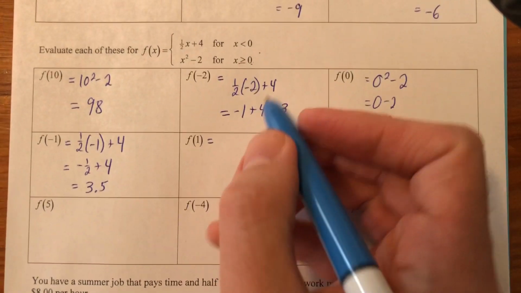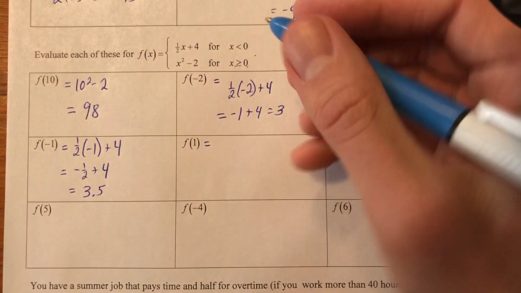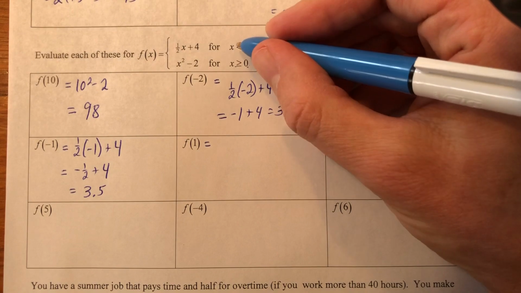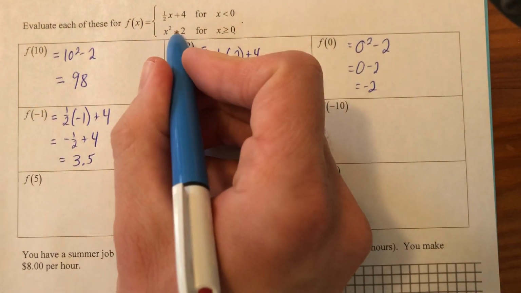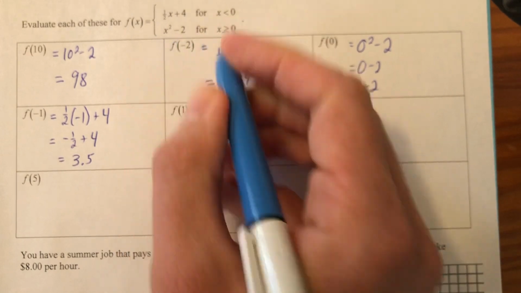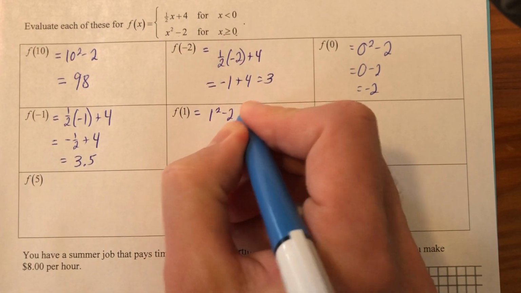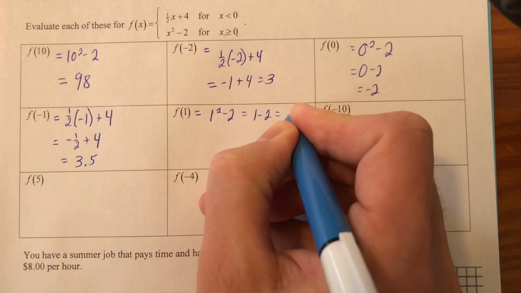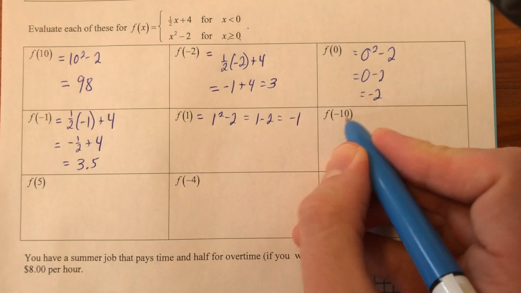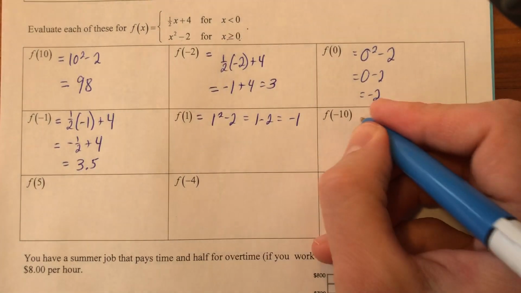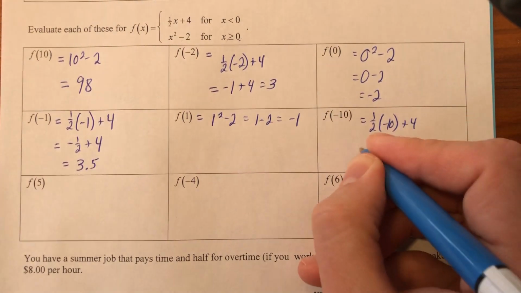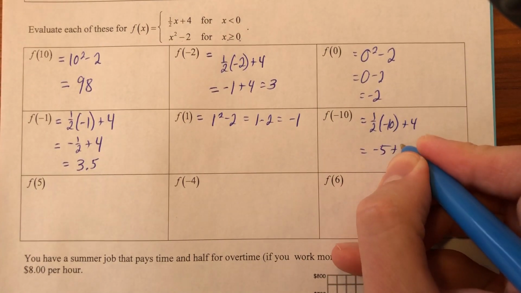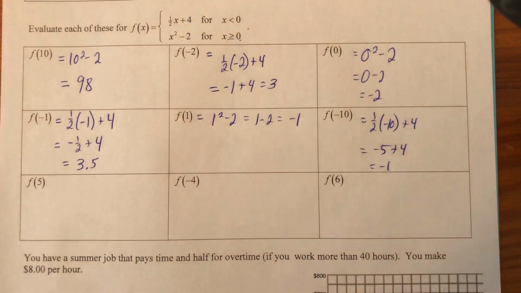We plug in a 1. I'm going to go fast. When I plug in a 1, I don't know where to plug it in unless I look here. Well, 1 is not less than 0. 1 is greater than 0. So it's going to be this expression. So 1 squared minus 2. So 1 minus 2 is going to give me negative 1. Negative 10, less than 0. So I have 1/2 times negative 10 plus 4. So negative 5 plus 4, and that's going to give me negative 1.